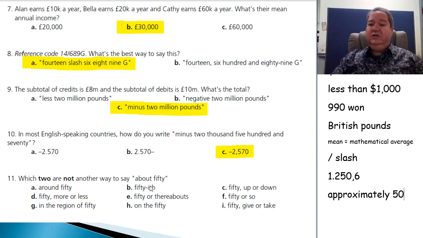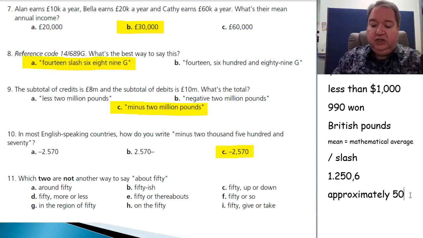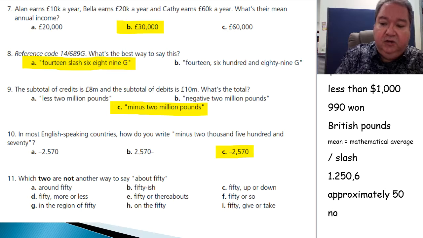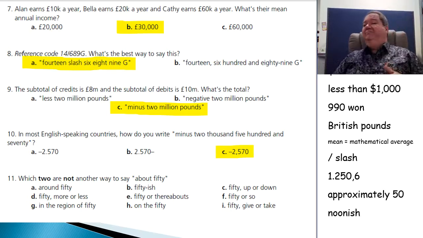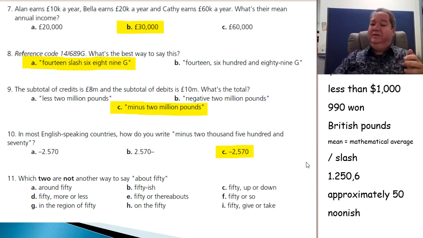We use ish to mean about. Let's meet around noonish. If someone says let's meet at noonish, not exactly noon, but maybe 11:30, 11:50, maybe a quarter after 12. It's not a precise exact time. It's approximate. Okay, that makes sense. 50, up or down, that one doesn't work.